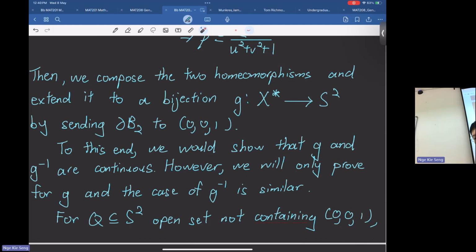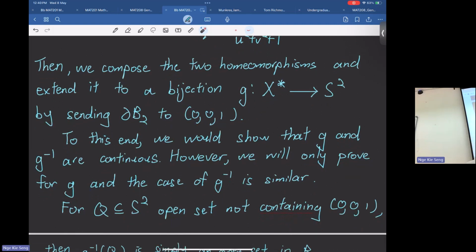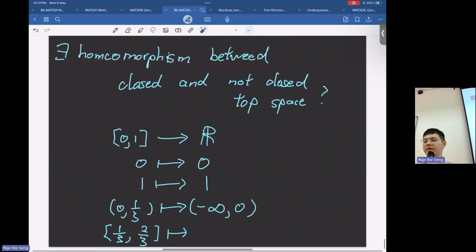Okay. I didn't go through the detail, but I put this detail inside the lecture notes. You can go through it. Okay. So far, any question about this particular example? More on quotient spaces, the study of quotient spaces will be done in algebraic topology, okay?